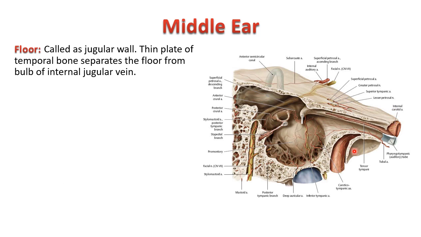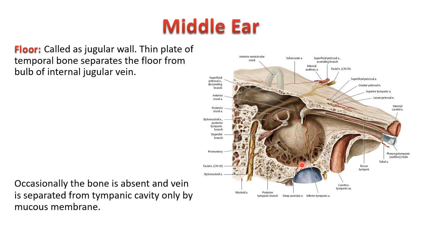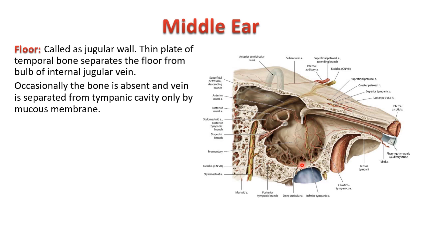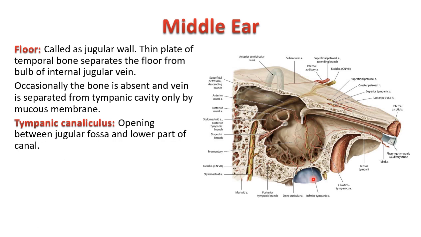The next boundary or wall you are able to see here is the floor of the middle ear cavity. It is also called the jugular wall because it is related to the superior bulb of the internal jugular vein. And again, there is a very thin bone separating the floor from the jugular fossa. Sometimes this bone is also absent and it is only the mucous membrane and a fibrous membrane which separates the floor from the superior bulb of the internal jugular vein.